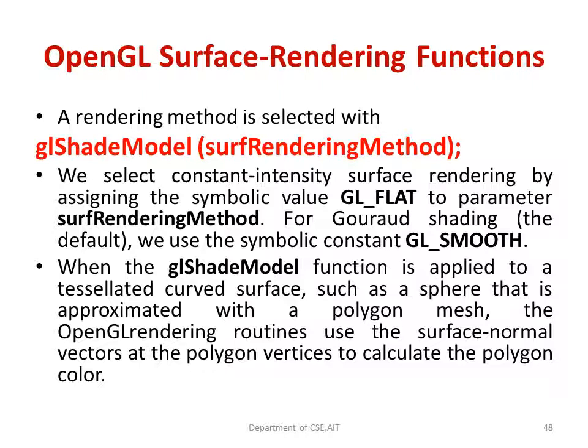So if you are rendering a polygon, or rendering a sphere by using these polygons, in this case we should make use of the surface normal vectors and calculate the polygon color. Then this will be displayed appropriately. So glShadeModel is used for displaying any surfaces. That means if you want to go for either flat or smooth.